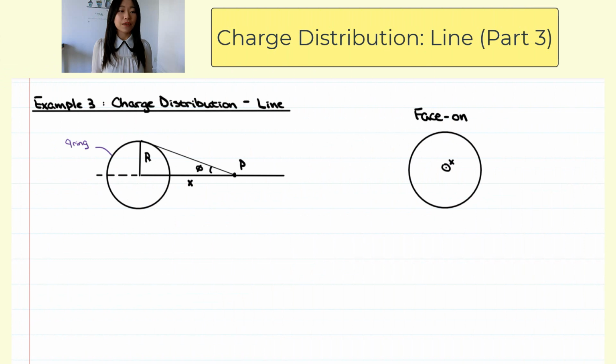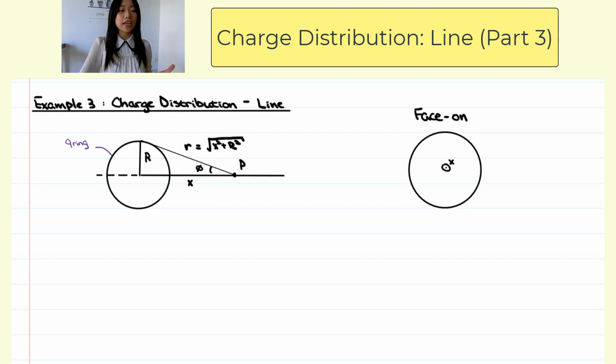Here I have a simple sketch. The ring has radius of R, and from the center of the ring to point P, the distance is x. We can define the angle between the x-axis and the line connecting the point P to the ring as phi, and the distance from the ring to point P as little r. Using Pythagoras theorem, this r equals the square root of x squared plus big R squared, the radius squared.